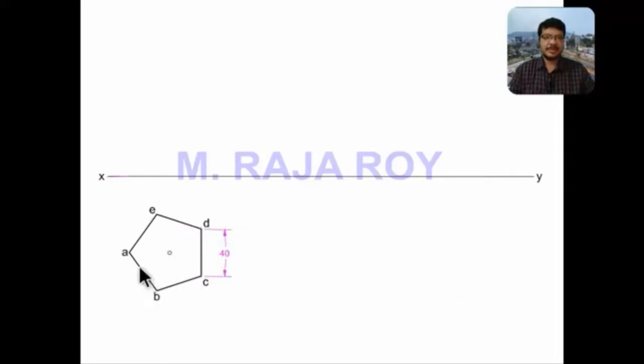Side is 40 mm, A, B, C, D, E is the top base, 1, 2, 3, 4, 5 is the bottom base. Now project the front view. I am keeping the bottom base on the HP, that's why this 1 dash, 2 dash, 5 dash, 3 dash, 4 dash we are getting on the XY line. Next, this is the axis O dash, P dash. This axis length is 65.